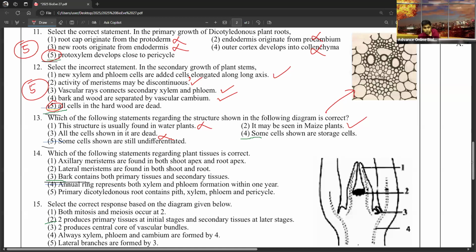Ground tissue can do that. Some cells shown are still undifferentiated. Wrong, you can't see that. So, what's the answer? Some cells shown are storage. May be seen in maize. I'll take the second as the best. Maybe some ground cells you can take as storage, but the best answer is the second: may be seen in maize plant.